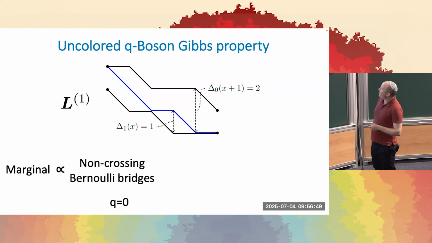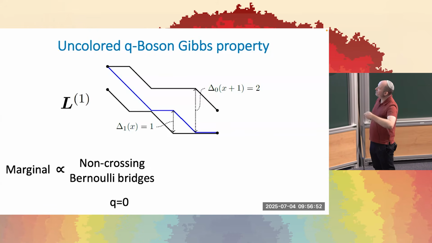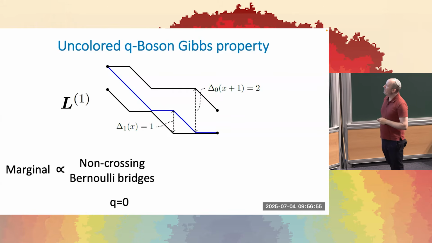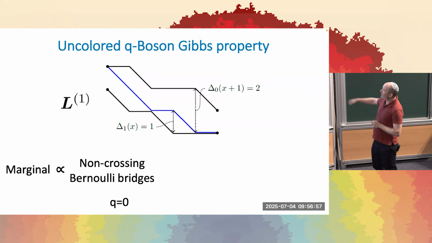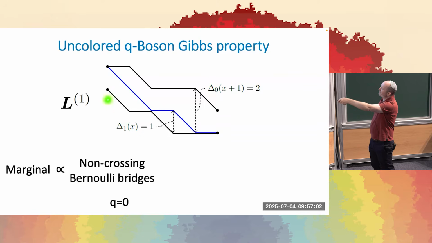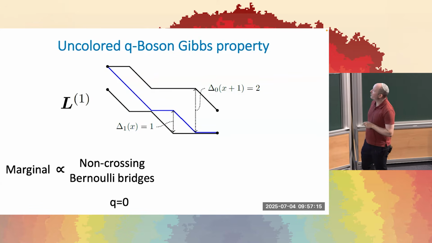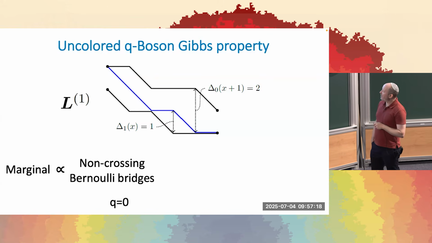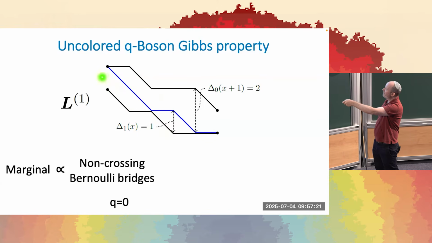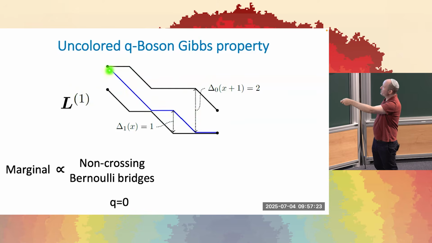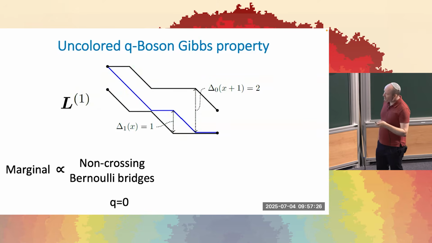So when Q equals 0 in this Q boson model, Q being this quantum parameter, and you're looking at the levels of this Q boson model, here I've again looked at the line ensemble interpretation of it. The law of, say, the second curve conditioned on the first and the third curve is simply that of a Bernoulli bridge, and that goes either down by 1 or just horizontal, conditioned to not cross the curve above or below. Okay, so it's just the uniform distribution over all Bernoulli bridges. So that's a very nice object.